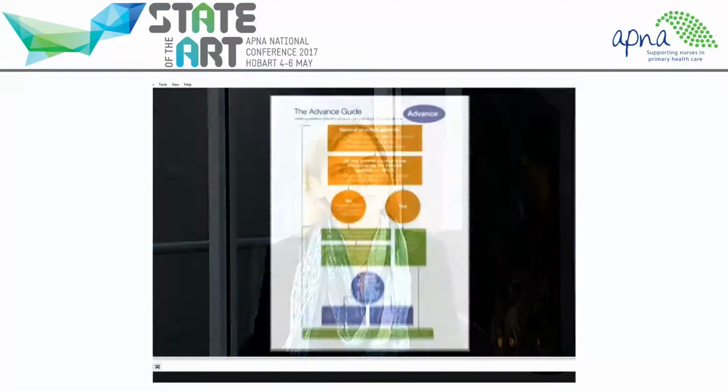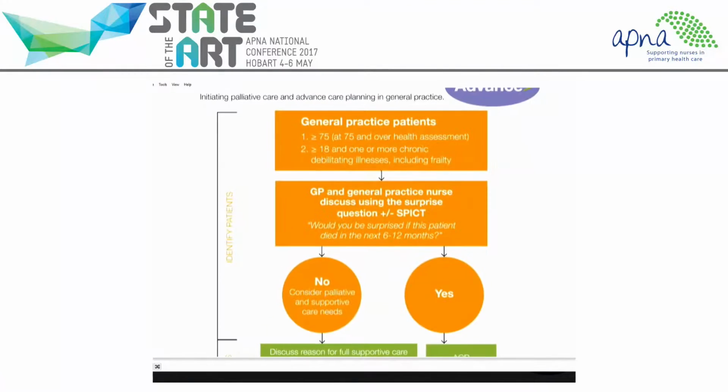The second is to screen for their needs. And finally, to evaluate the patient's needs. Let's look at identified patients in more detail. The following patients would be identified within the practice.